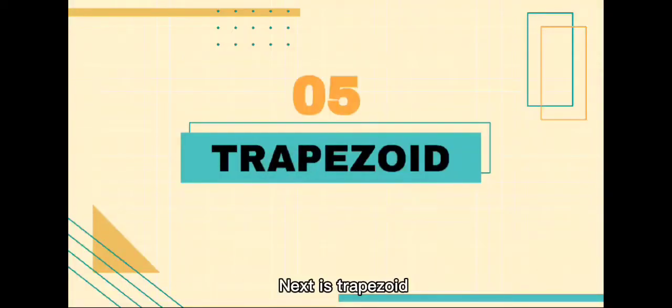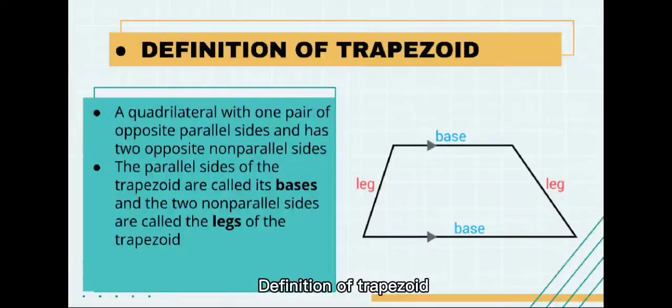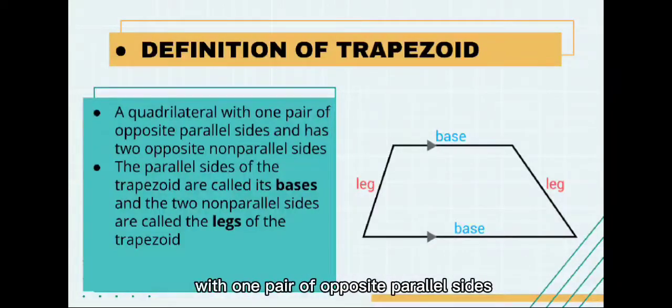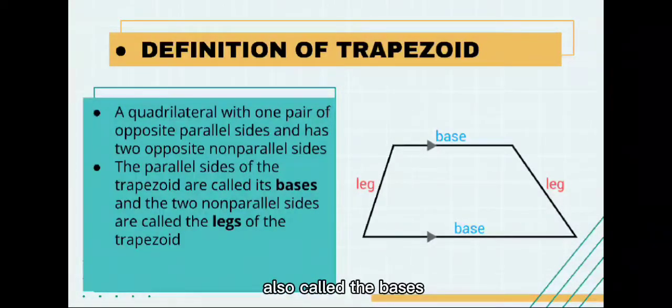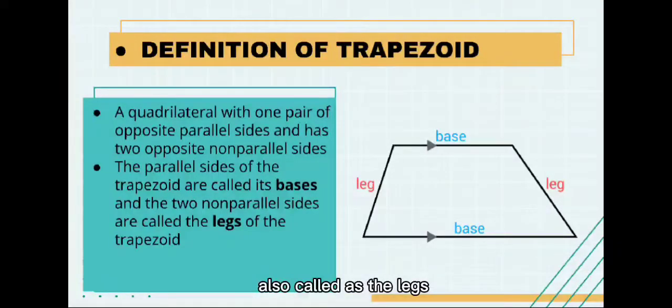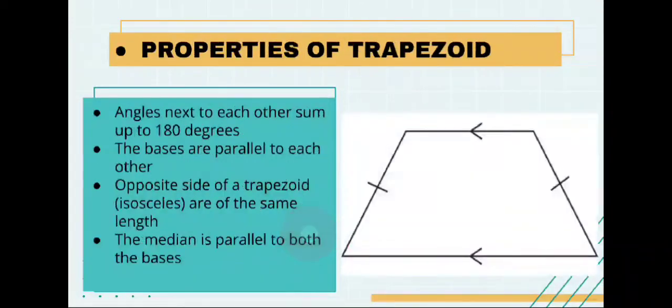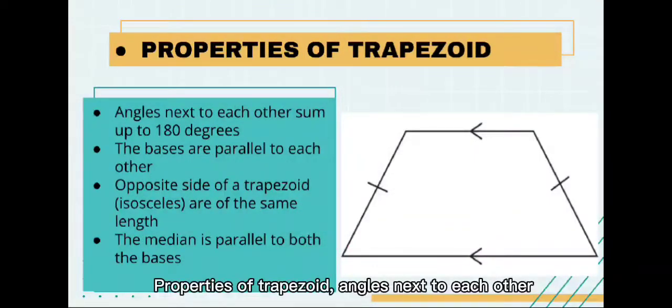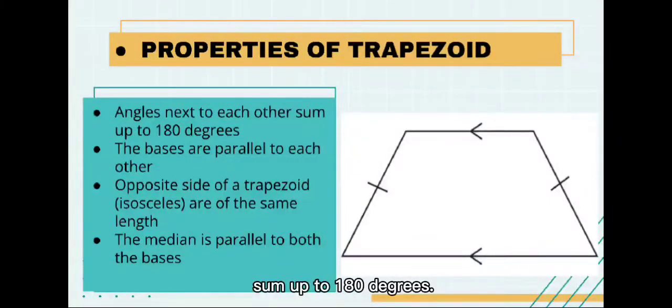Next is trapezoid. Definition of trapezoid. It is a quadrilateral with one pair of opposite parallel sides, also called its bases, and has two opposite non-parallel sides, also called the legs. Properties of trapezoid. Angles next to each other sum up to 180 degrees. The bases are parallel to each other.